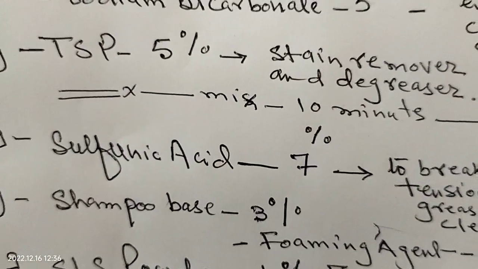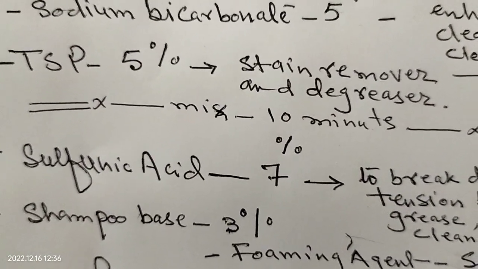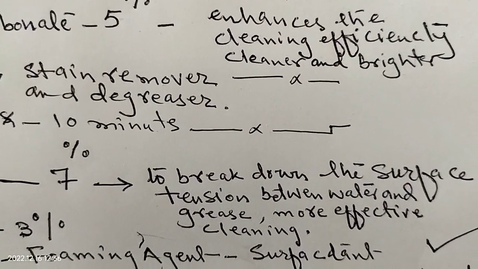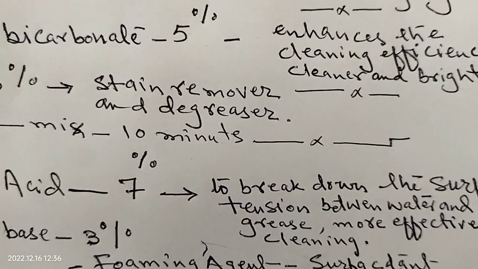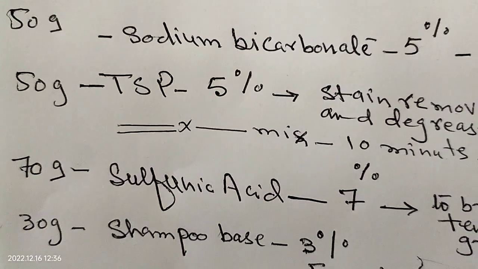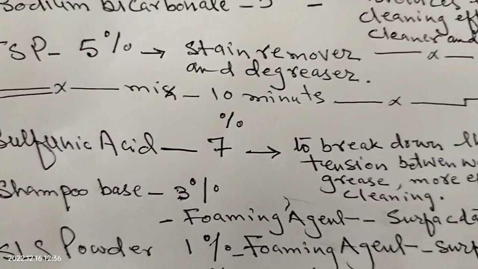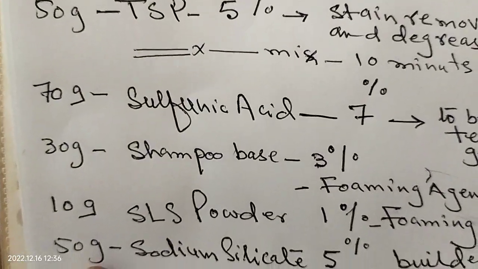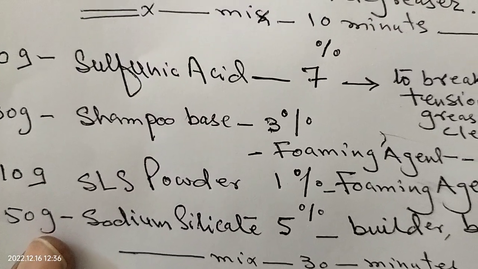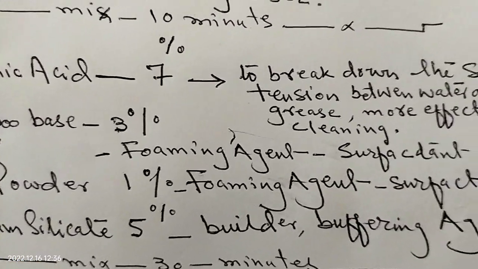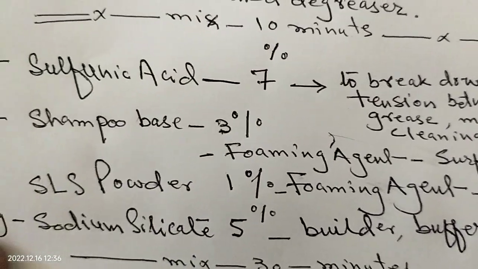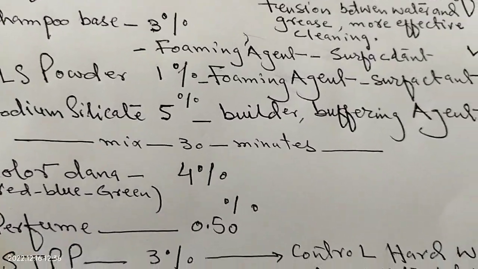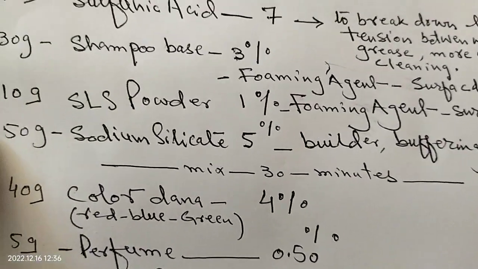Sodium sulfonic acid 7% to break down the surface tension. It is a strong acid. 70 gram. Shampoo base 3%, foaming agent and surfactant. Shampoo base 30 gram. SLS powder 1%, foaming agent, surfactants. 10 gram. Sodium silicate, builder, buffering agent.